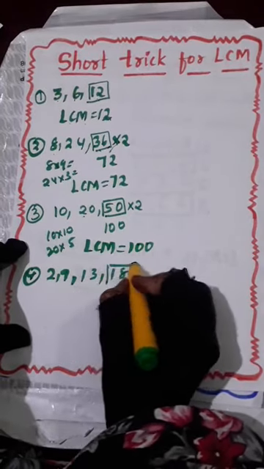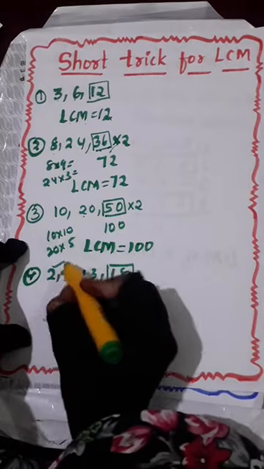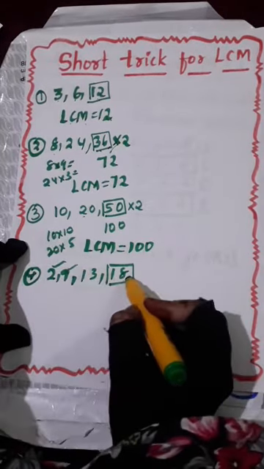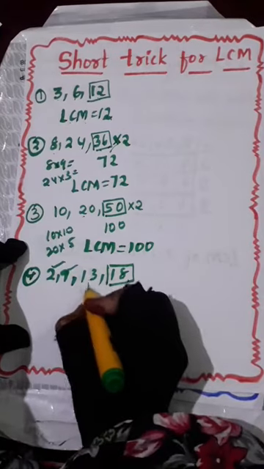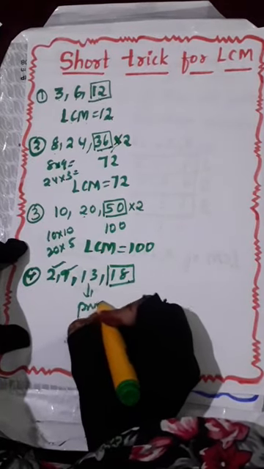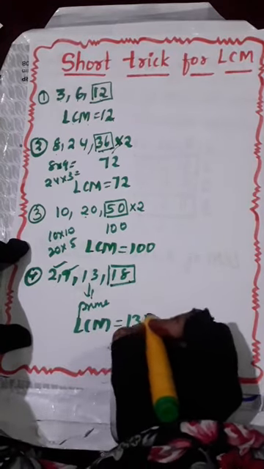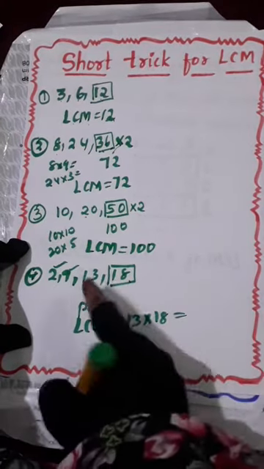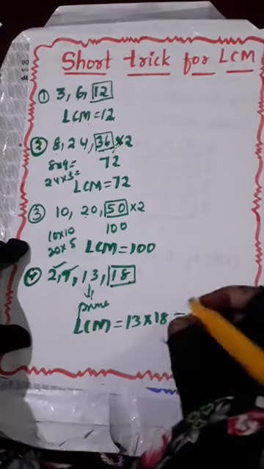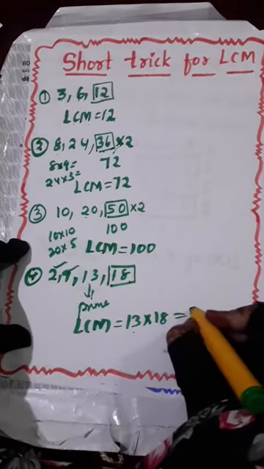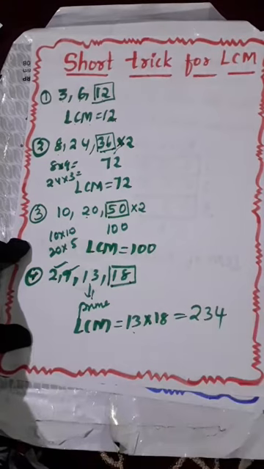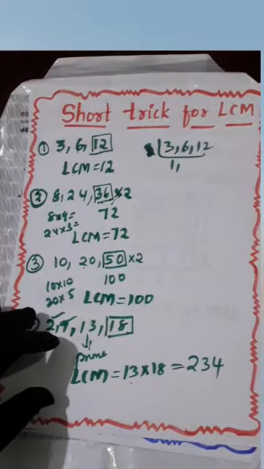Next we have another example, 2, 9, 13, 18. Which is the big number? 18. 2 divides 18, yes, 2 9s are 18. 9 2s are 18. But 13 will not divide. 13 is a prime number. So what we have to do? LCM equal to that prime number into the big number, 13 into 18. What will we get? 13 18s are 234.